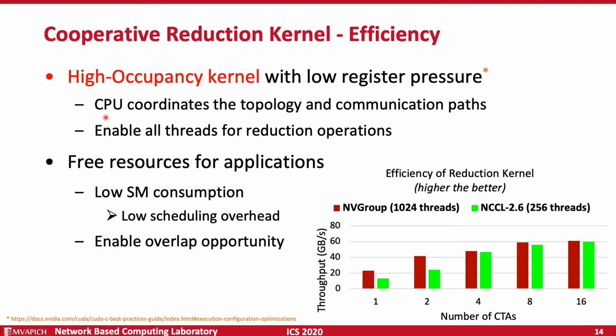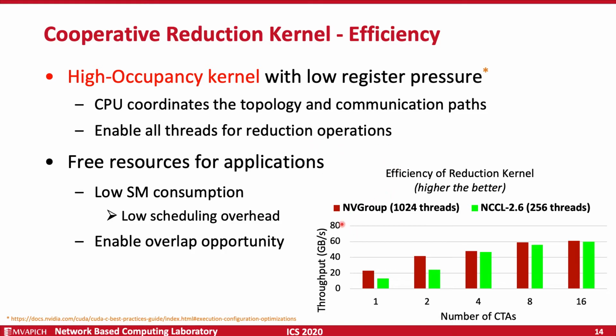The reason we can do that is because the CPU coordinates the topology, the communication path, and all that information. So the GPU doesn't need to know those, and doesn't need to keep that information inside the kernel. So we don't use those registers. That's why we can enable all the threads in one SM, the streaming multiprocessor, to perform the reduction.